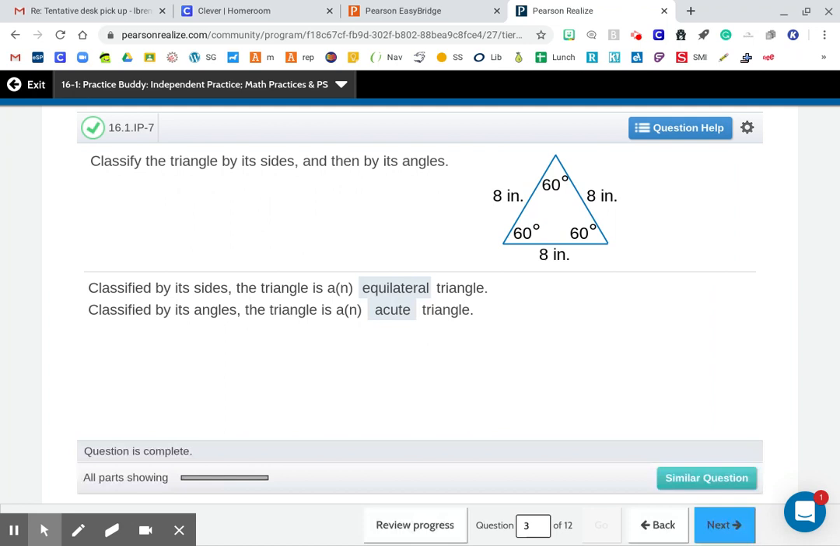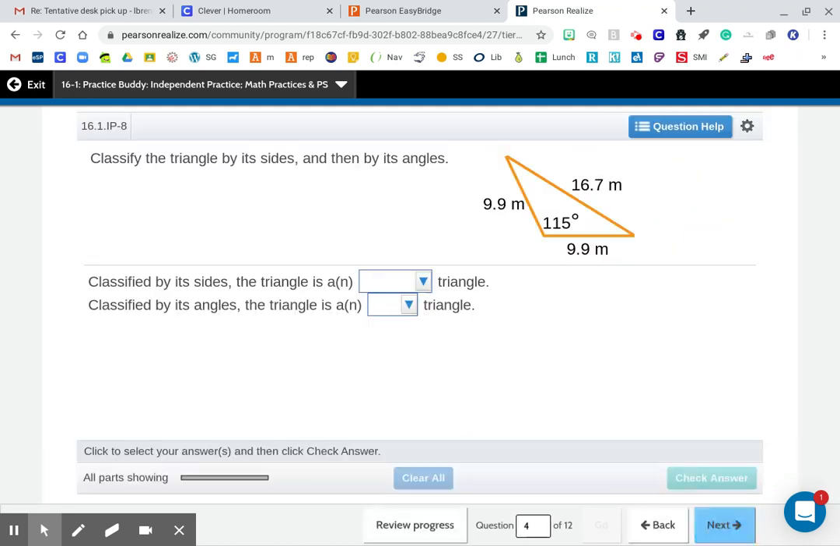I'll do one more. Classified by its sides and then its angles. 9.9, 9.9, and 16.7. Two sides are equal. It's an isosceles. Classified by its angles. I have one angle labeled and it's huge. And so that makes that an obtuse angle. It's larger than 90 degrees, which makes you call the entire triangle obtuse.